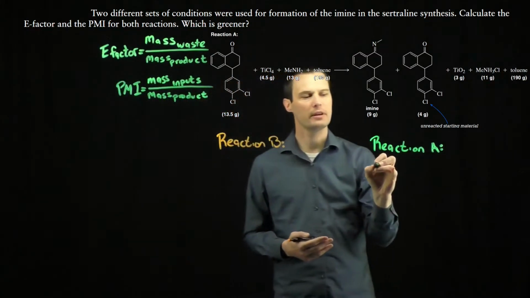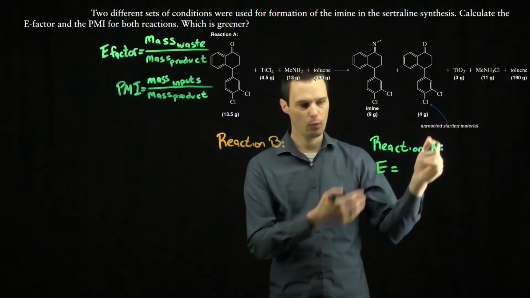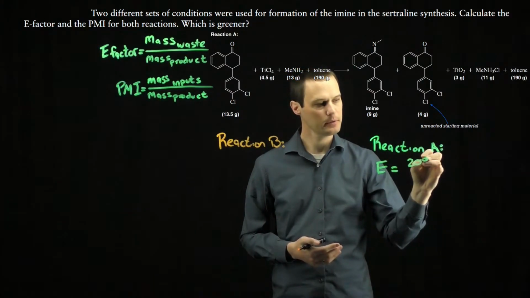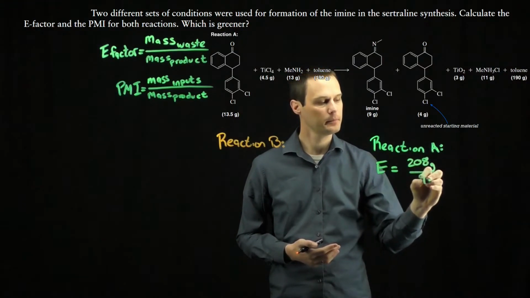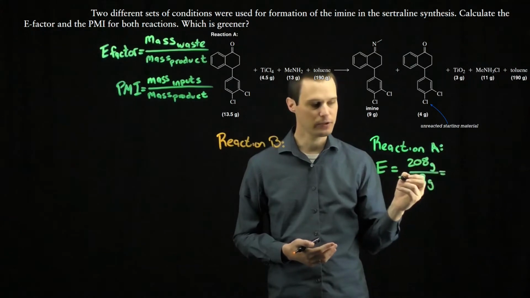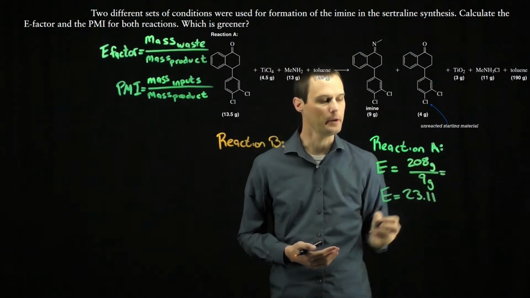The equation for the E factor for reaction A, when we add up all of the mass of the waste, we get 208 grams divided by the mass of the product, 9 grams. And so our E factor equals 23.11.